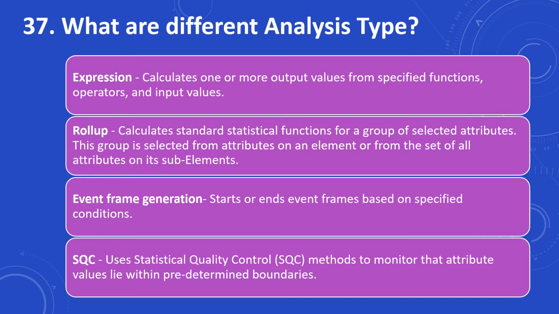In rollup, it calculates standard statistical functions for a group of selected attributes. This group is selected from attributes on an element or from the set of all attributes on its subelements. Event frame generation starts or ends an event frame based on specified conditions, and SQC uses statistical quality control, also called SQC, methods to monitor that attribute values lie within predetermined boundaries.